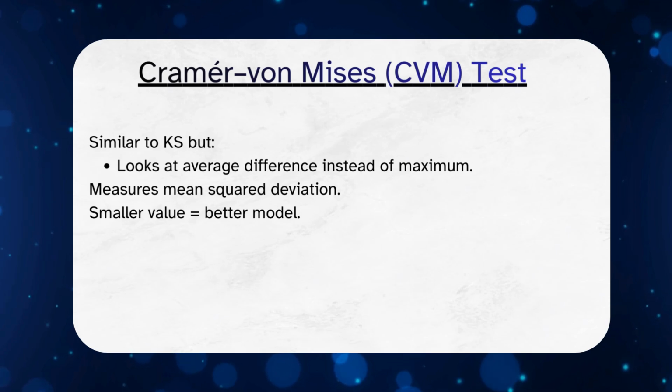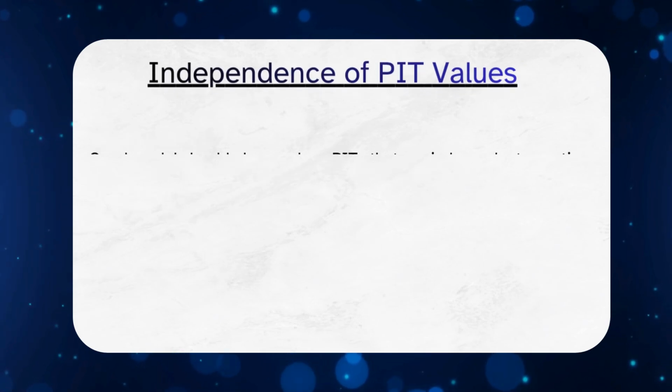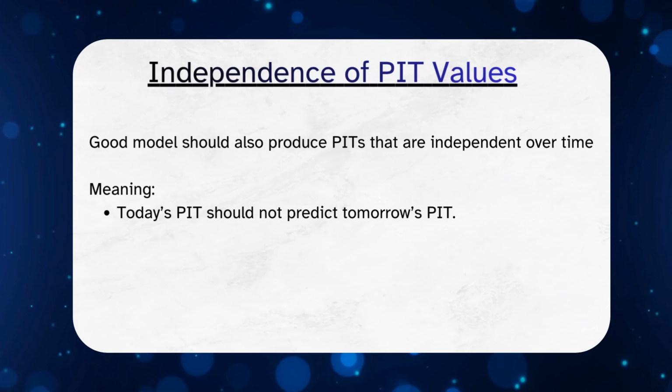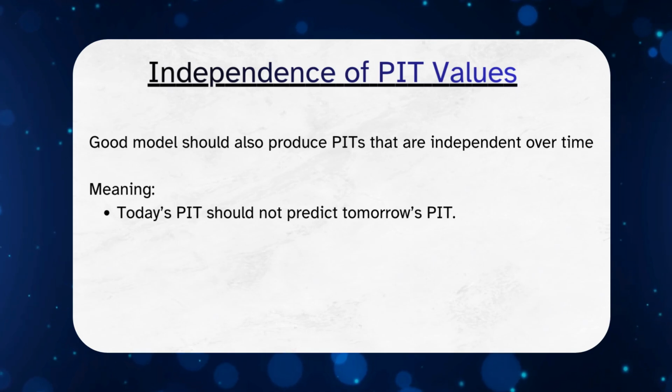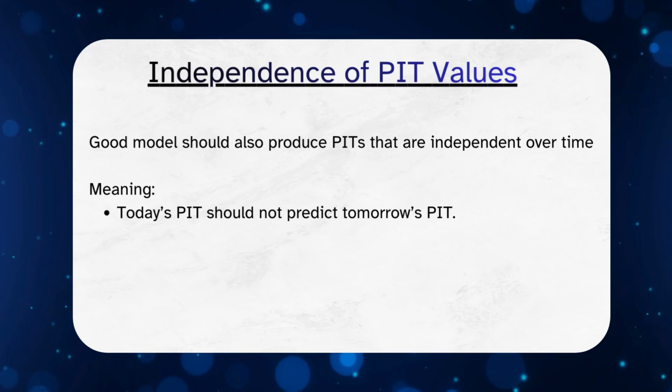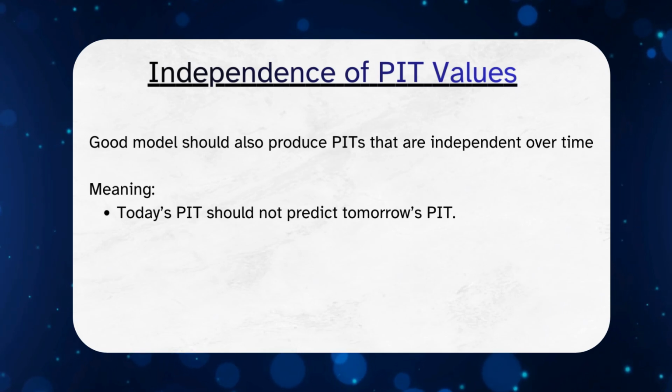Even if the distribution looks correct, there is one more condition. A strong model should produce PIT values that are independent over time. Meaning, today's PIT should not give clues about tomorrow's PIT. If PIT values start clustering together, it means the model is missing some pattern in the market. True randomness is the goal.